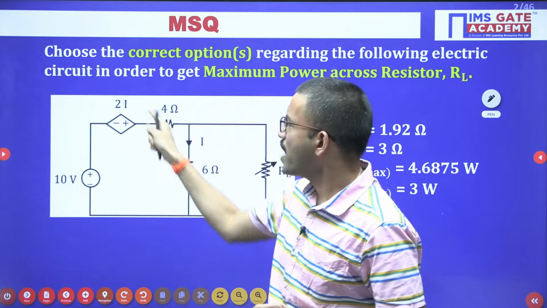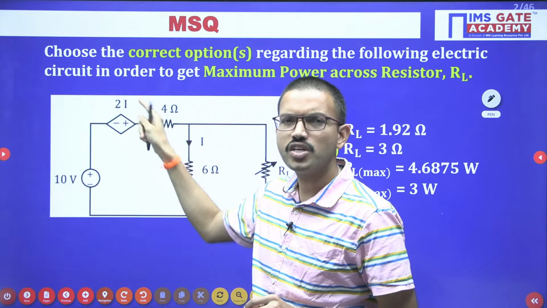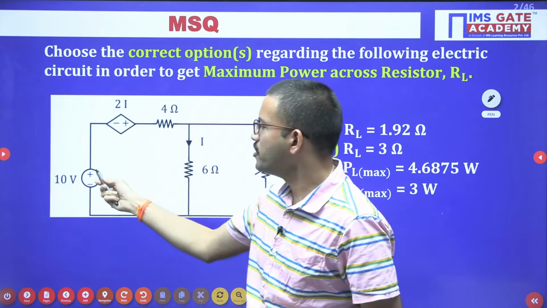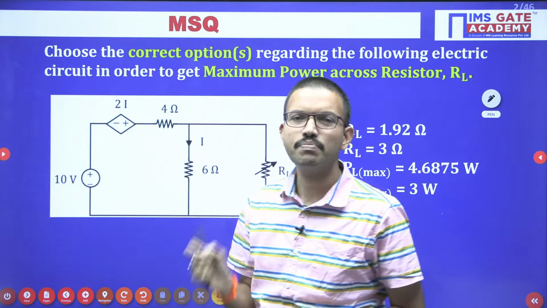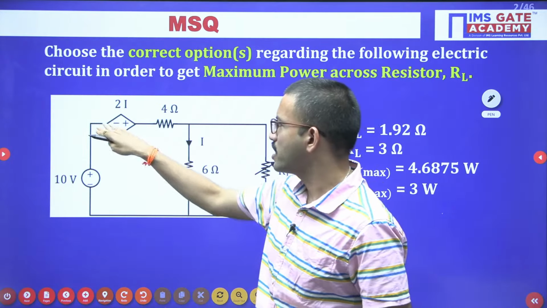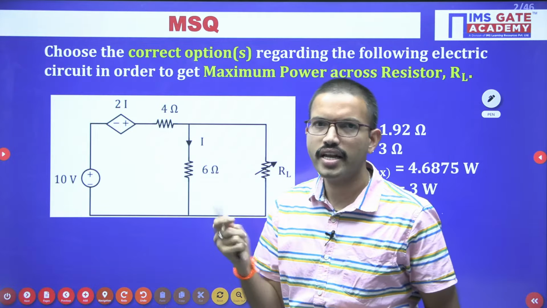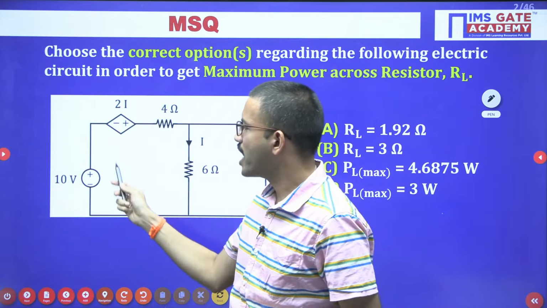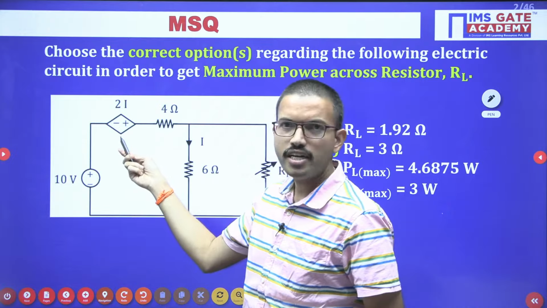Whether you are having it in terms of current or in terms of voltage, irrespective of that, the moment you have polarities plus and minus, that means it is a voltage source. If you have an arrow direction, that means it is a current source. So in this case, you have one independent source and one dependent source.